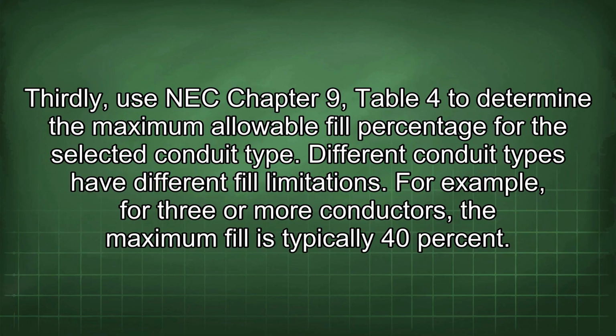Thirdly, use NEC Chapter 9, Table 4 to determine the maximum allowable fill percentage for the selected conduit type. Different conduit types have different fill limitations. For example, for 3 or more conductors, the maximum fill is typically 40%.